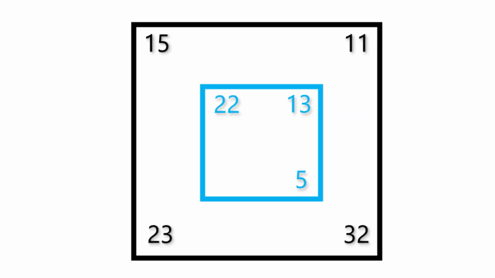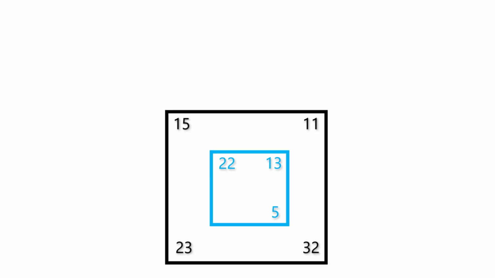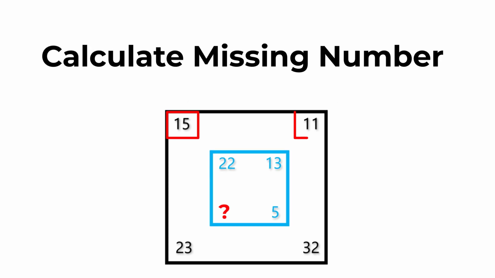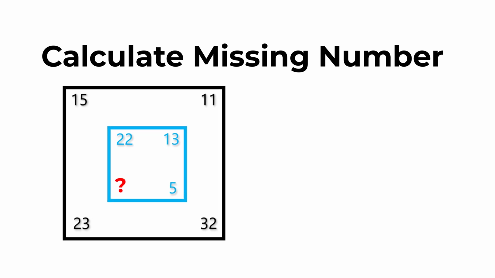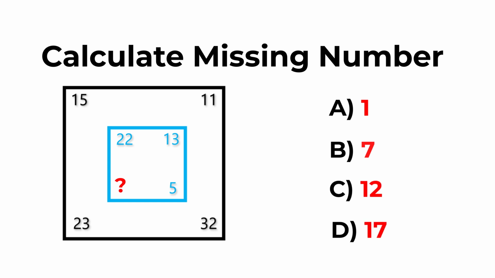You're presented with two squares. The smaller square is inside the larger square. Both squares have numbers in the corners. The larger square has numbers 15, 11, 32, and 23. The smaller square has numbers 22, 13, 5, and one number is missing. This is the number you need to calculate. You have four different choices. Choice A, 1, choice B, 7, choice C, 12, and choice D, 17.